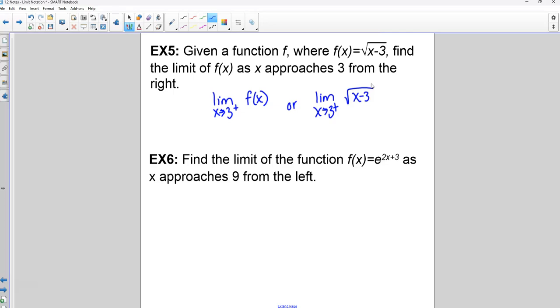6, find the limit of the function f of x equals e to the 2x plus 3 as x approaches 9 from the left. So anytime we're doing a limit, we start off with the limit. You're looking for what x is approaching. X is approaching 9. Do I need anything behind that? Negative right here. And then you've got options. I would just do f of x, or it would also be acceptable to do x approaches 9 from the left of e to the 2x plus 3 if you'd rather.